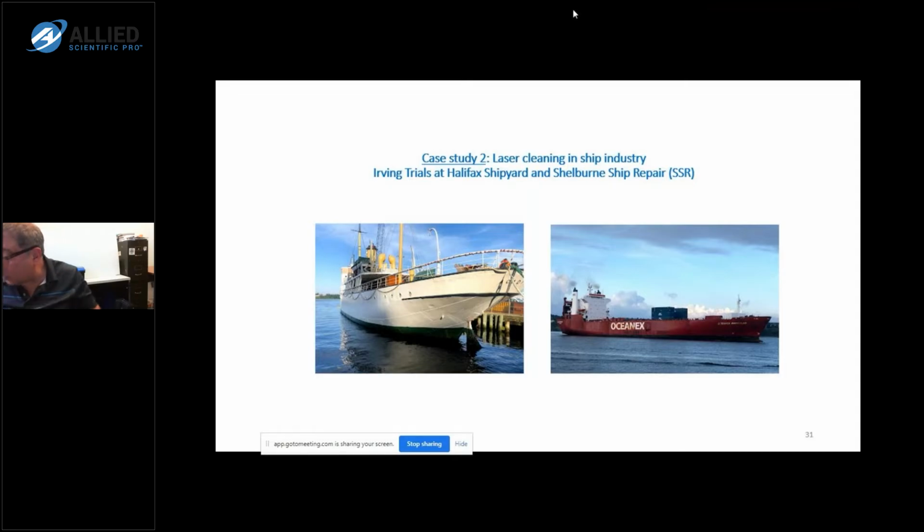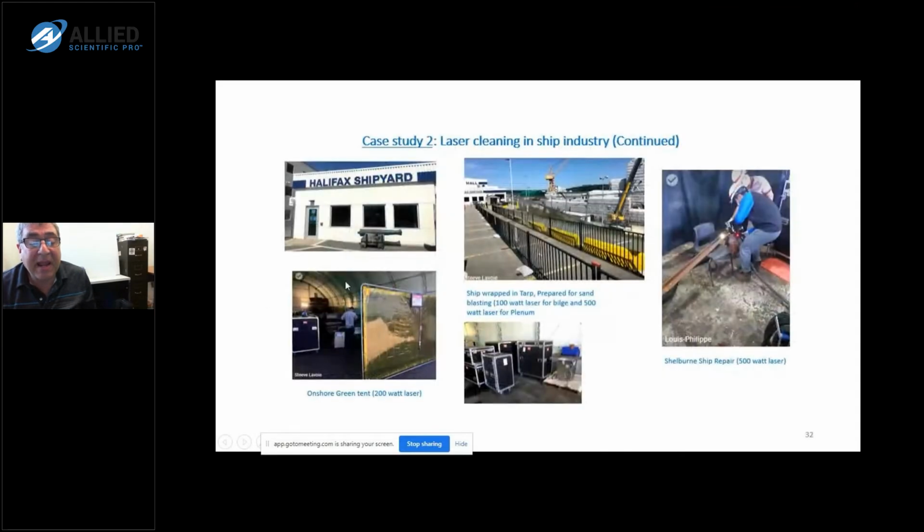So basically the idea was to have a better cleaning method compared to what they already use, which is sandblasting. You wanted a better method to reduce the cleaning time, improve the productivity, and reduce the produced waste. So the first trials were done at Halifax.